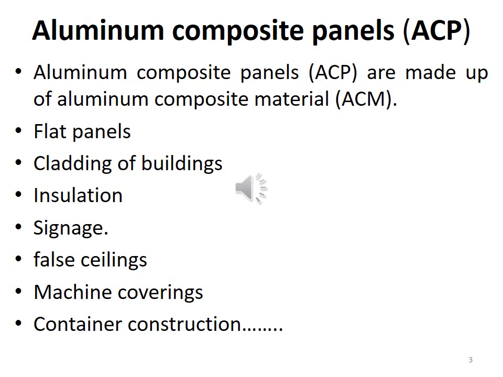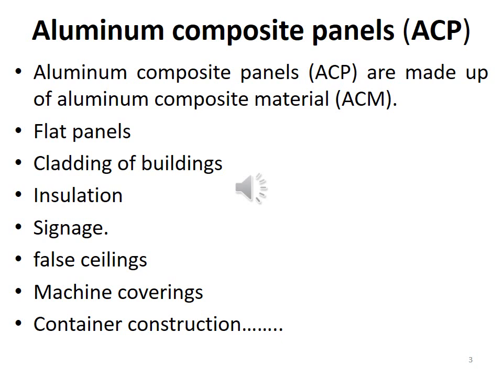Aluminum composite panels are made up of aluminum composite material. These aluminum composite materials are flat panels consisting of two thin coil-coated aluminum sheets which are bonded to a non-aluminum core. Aluminum composite panels are frequently used for external cladding of buildings. These aluminum composite panels can be used in insulation and signages.